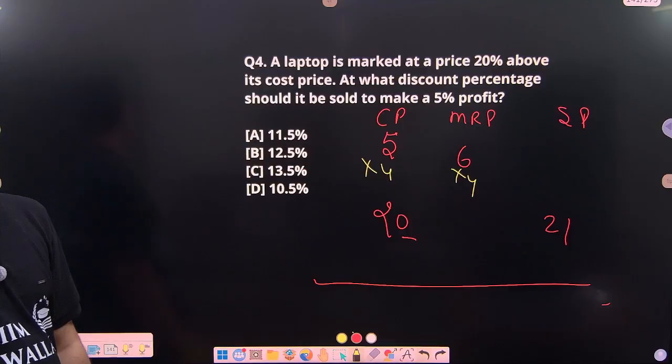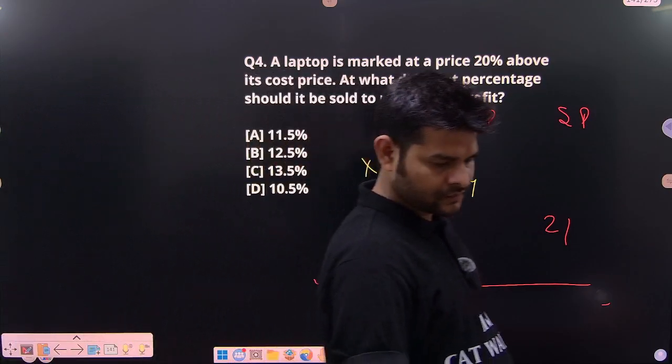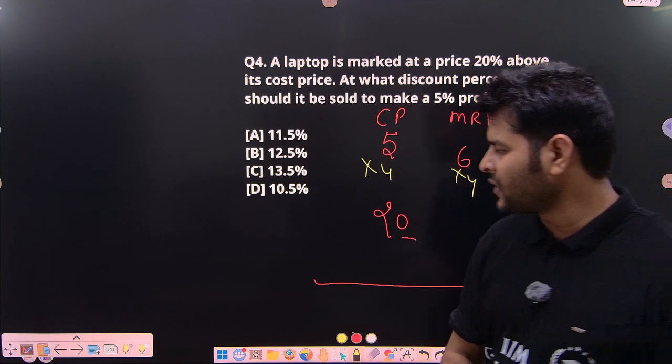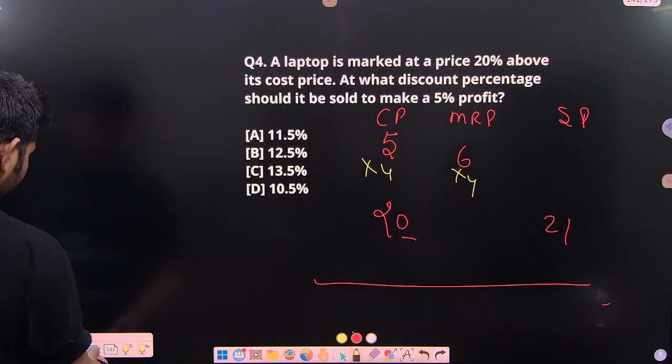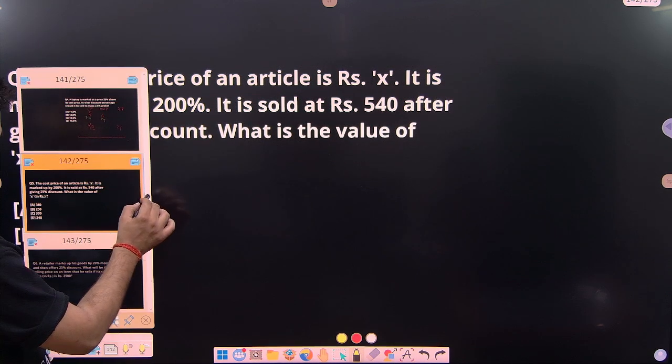The next one, question 9 of the same type. Question 9 we need to check.